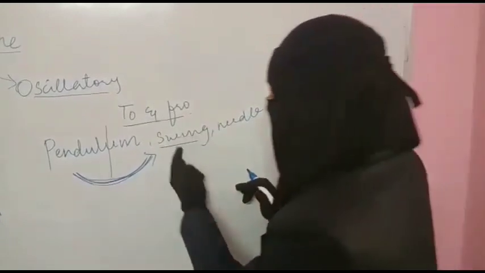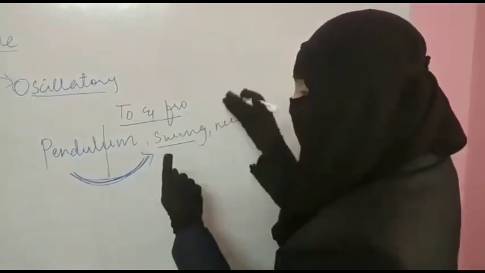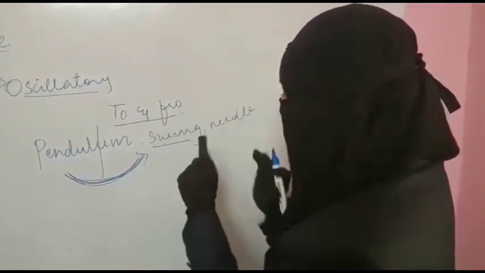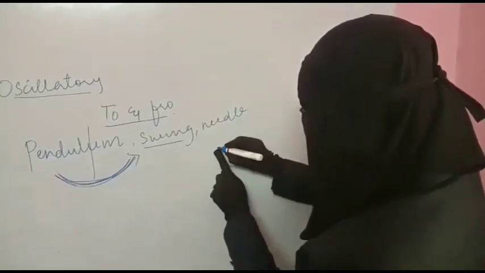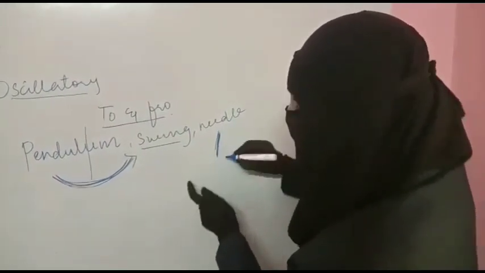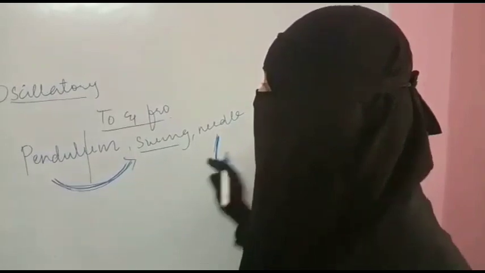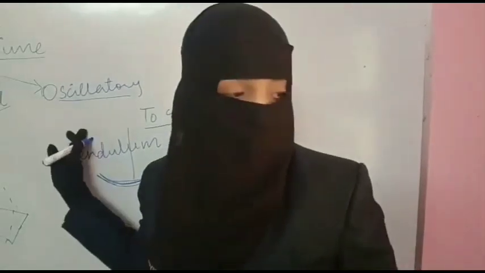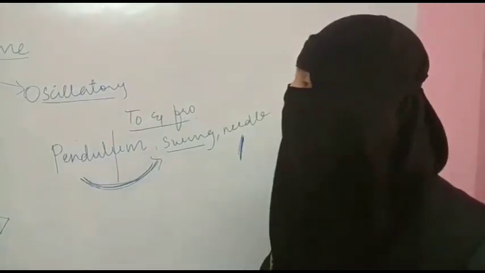Whereas the swing, from the fixed point, will be moving forward and backward. And in the case of the needle, from the fixed point, it will be moving upward, downward, upward, downward. These objects are said to be in oscillatory motion. So, this was about the kinds of motion.